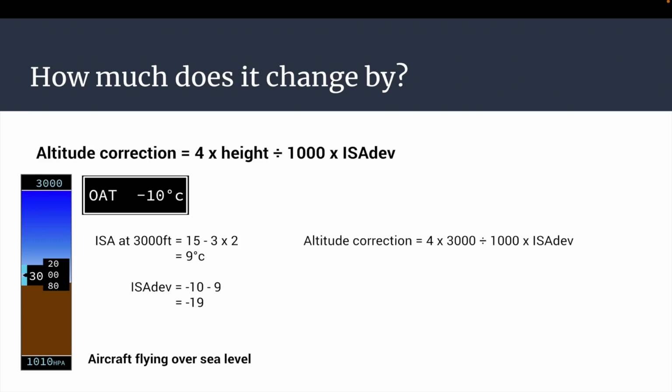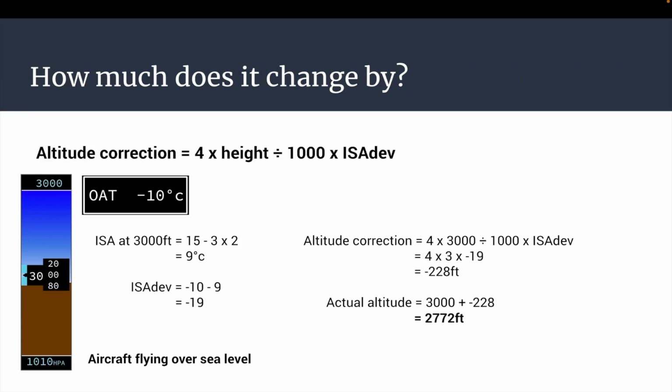So if we plug those numbers in, first we plug in the height, which is 3,000. So 4 times 3 divided by 1,000, which is 4 times 3. And then we multiply that by the ISA deviation, which is minus 19, and that gives us negative 228. So we need to add that to 3,000 feet to get the correct altitude. So our actual altitude would be 3,000 feet plus minus 228, right? So that gives us a smaller number of 2,772.